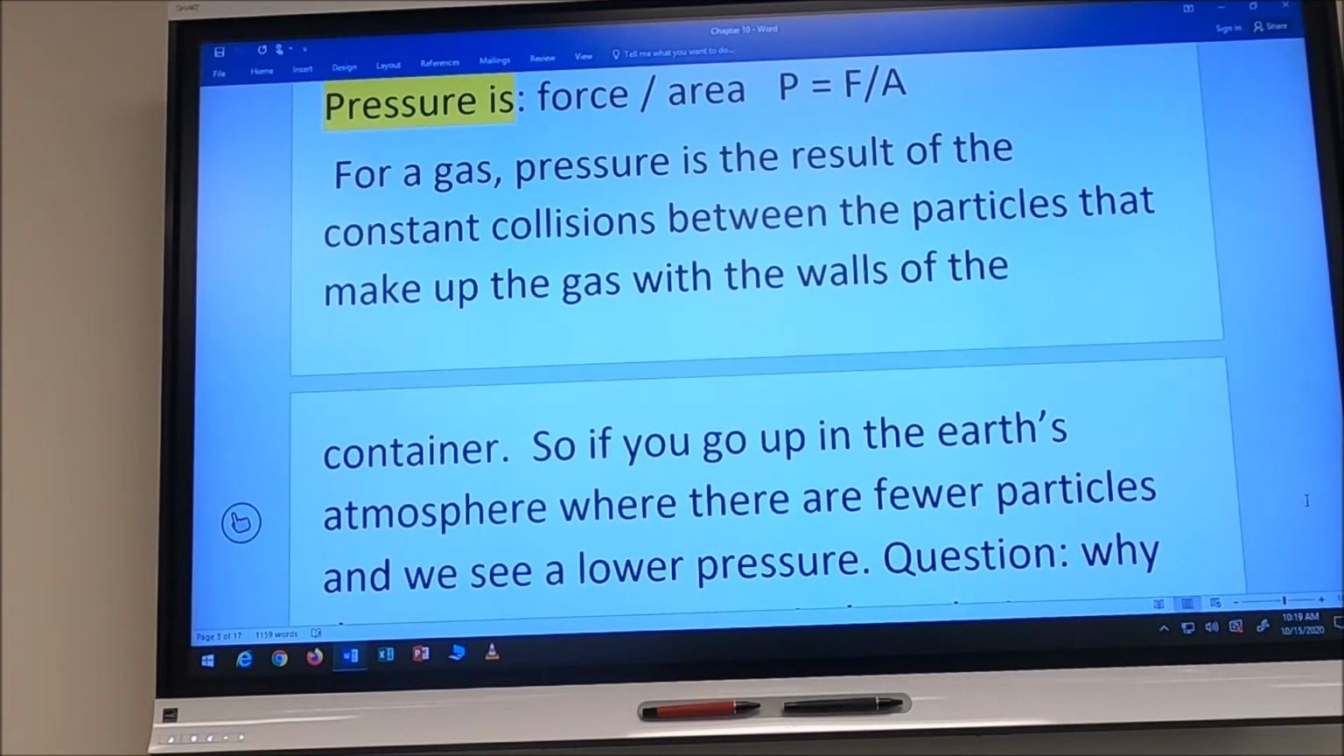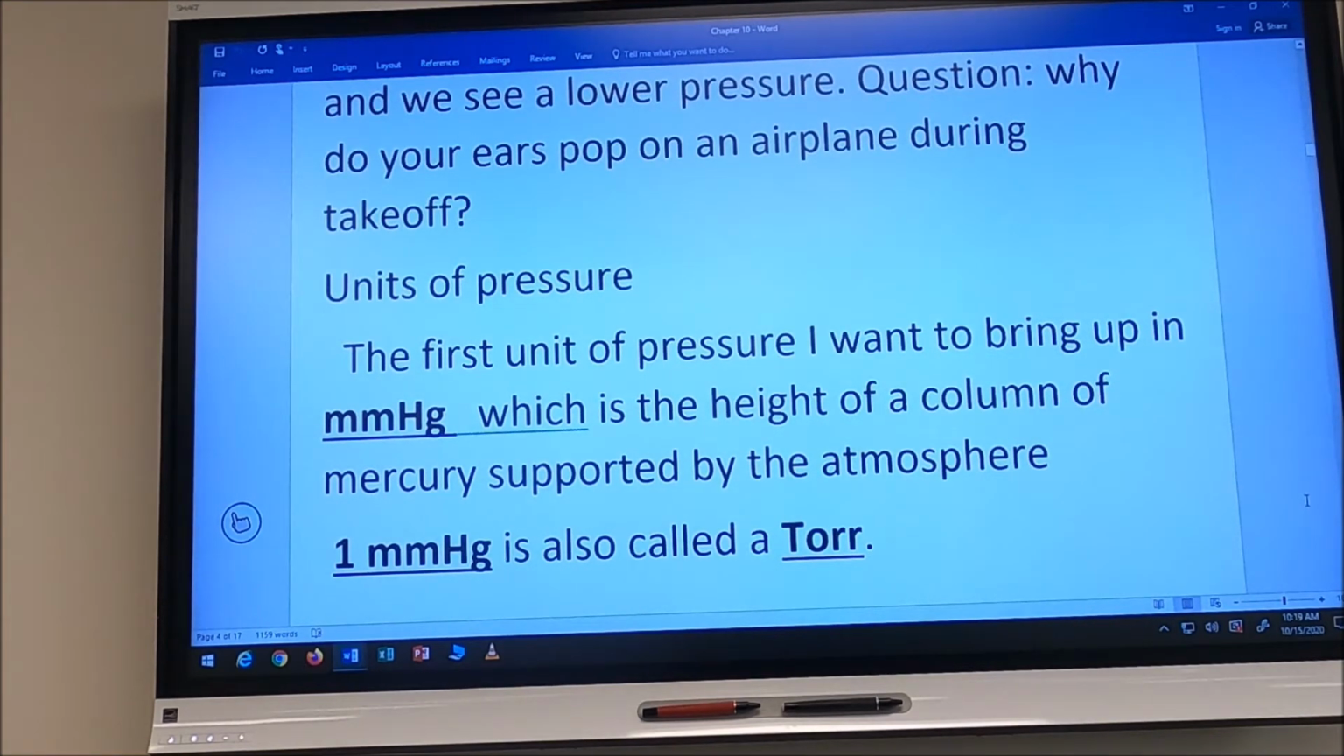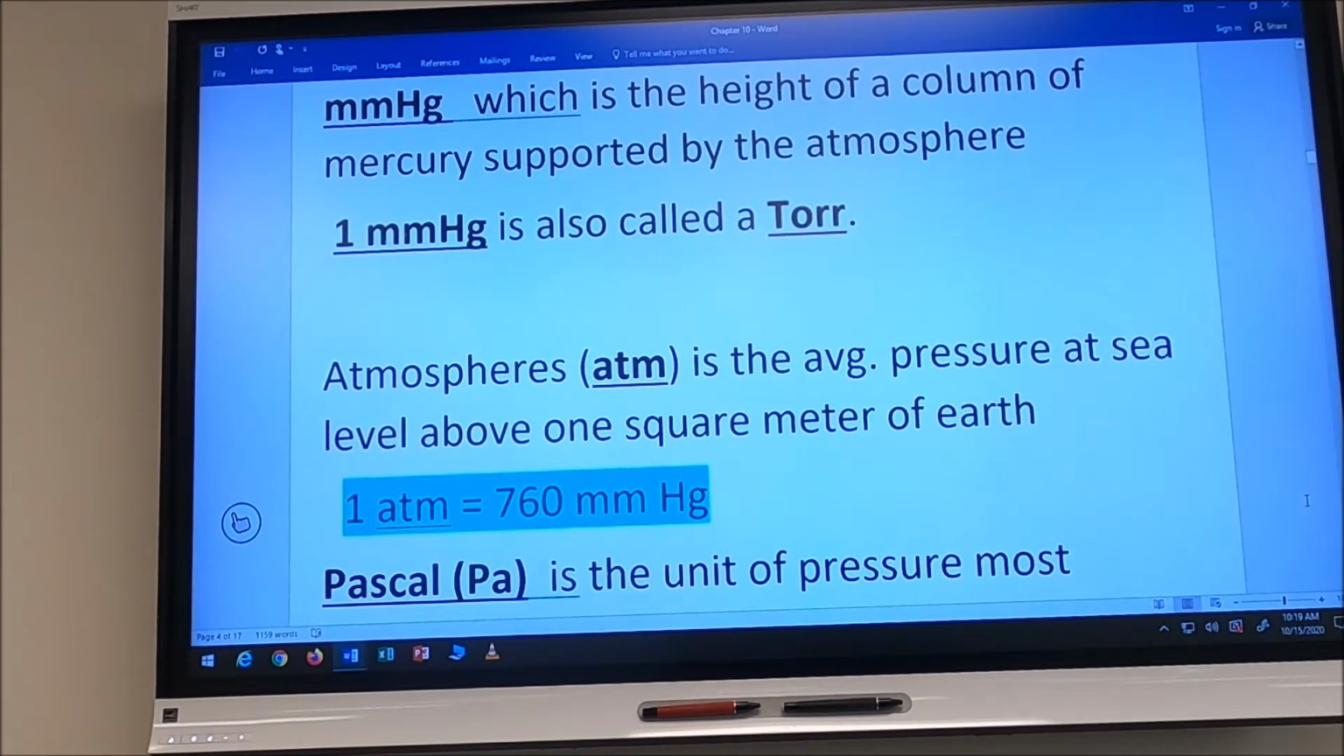So the atmospheric pressure at the top of Mount Everest is different than the atmospheric pressure here in Tuscaloosa, which is pretty close to sea level. This is why on an airplane flight, your ears pop. Or if you're driving up into the mountains, your ears pop, okay? The units for pressure that we're going to encounter are the millimeter of mercury, which is also sometimes called the torr, which is the height of a column of mercury supported by the atmosphere, okay?